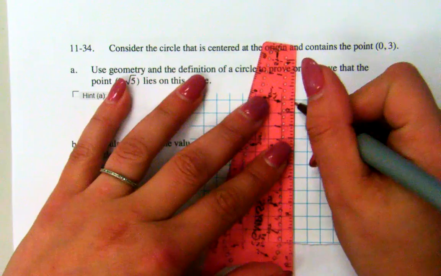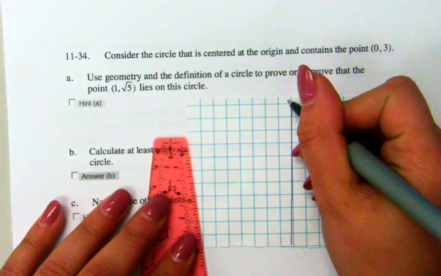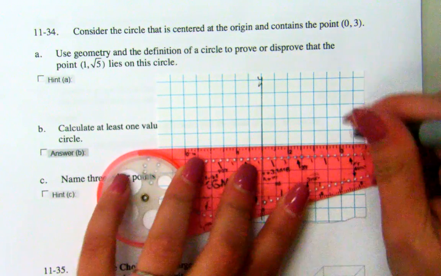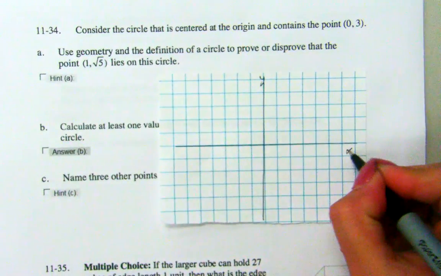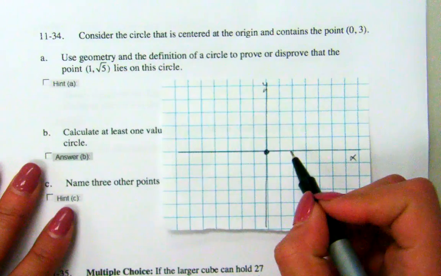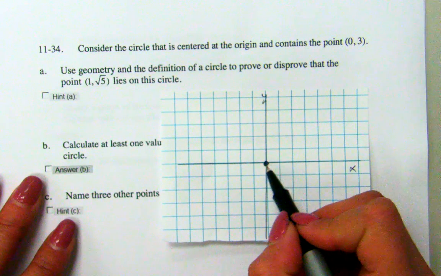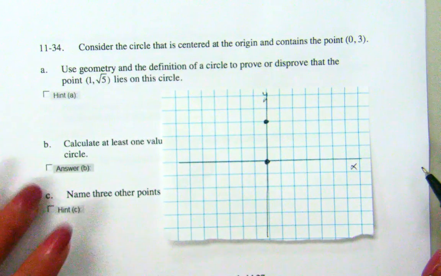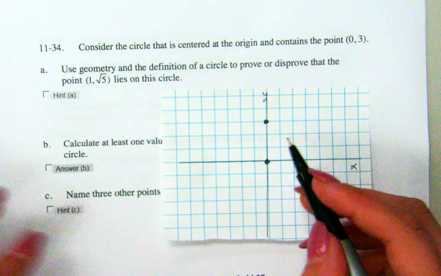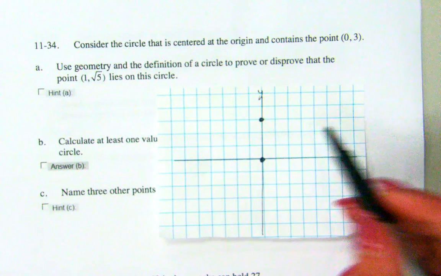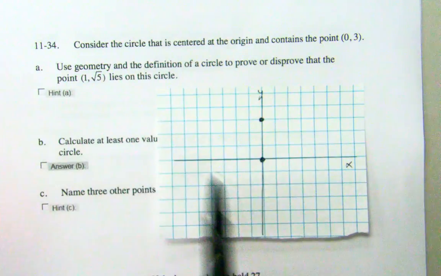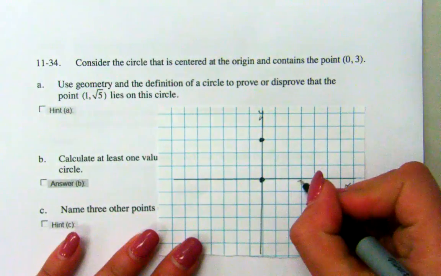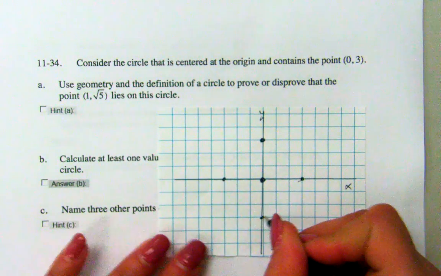You're going to need a little bit of graph paper for this. So, there's my y, there's the x, it's centered at (0, 0). So there's the center, and the point (0, 3) is up here, actually on this circle. If this point is on the circle, the circle has a radius of 3 with the center at (0, 0). So it will hit here, here, and here.